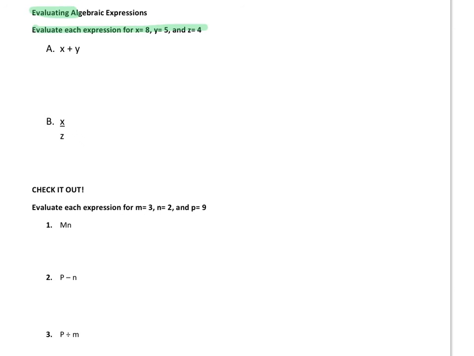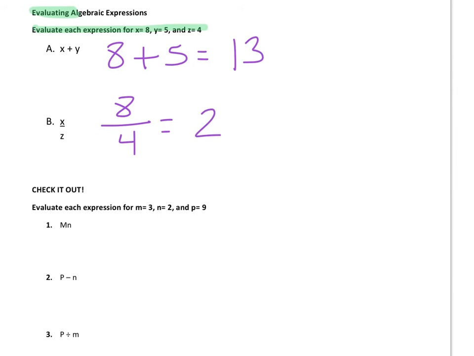Okay, let's take, for instance, A. It's x plus y. Well, x is 8, y is 5, and so when you evaluate those by plugging them in, you get 13. Now, x divided by z. Well, in this case, it's 8, and z is 4, so 8 divided by 4 is 2. So now you try it.